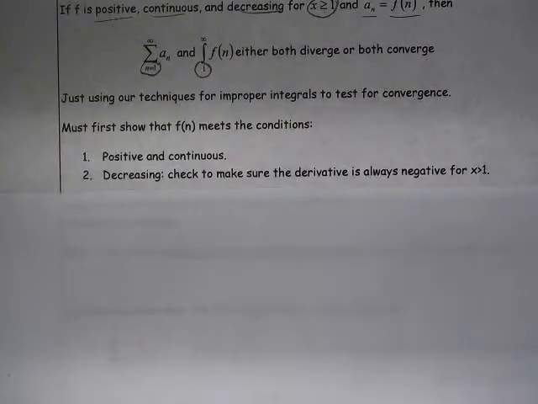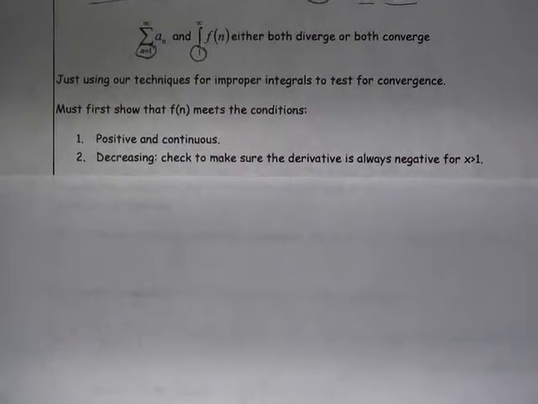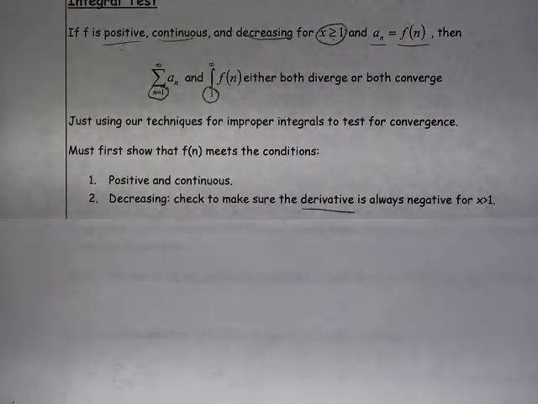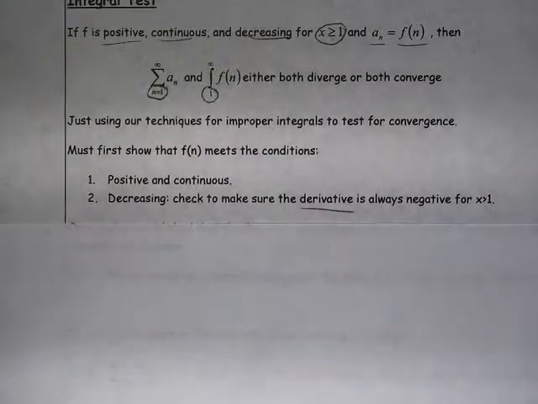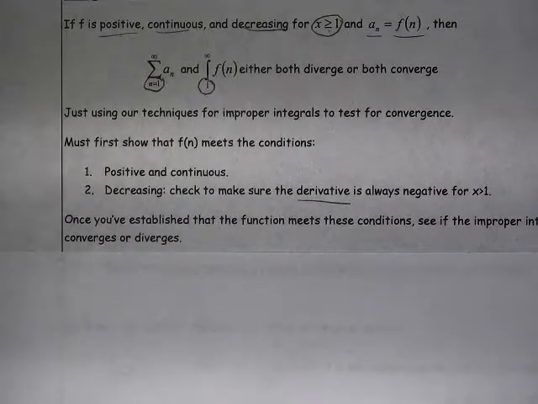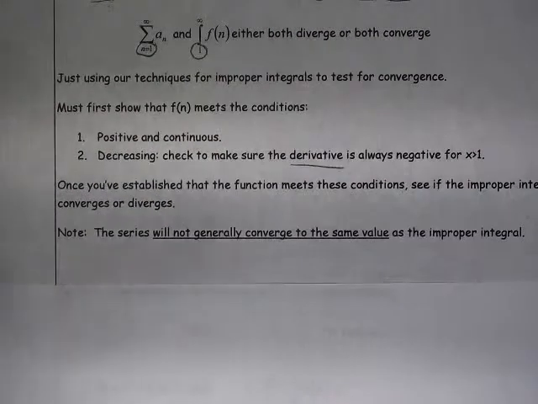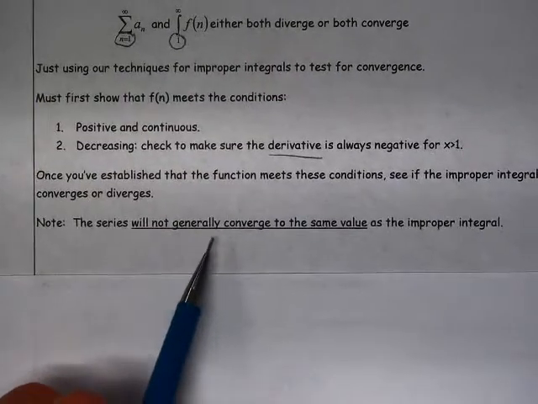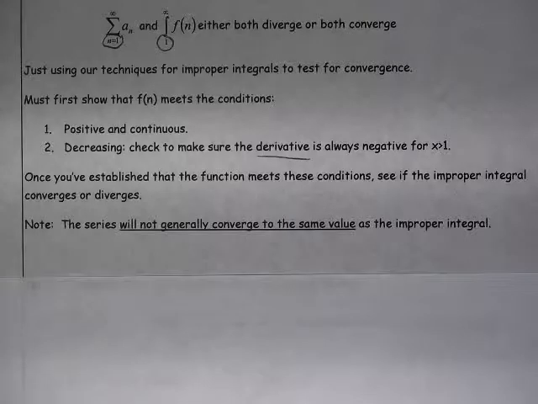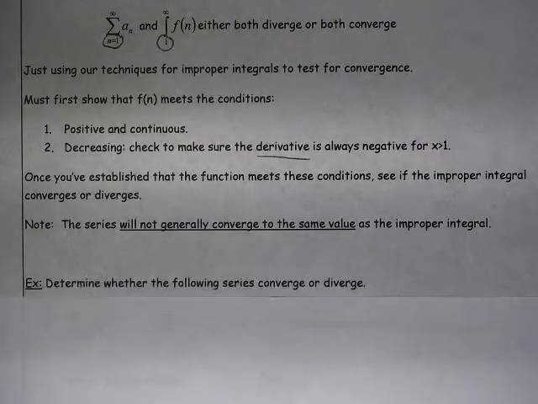So for that function, we have to show that it's positive and continuous, and that it's decreasing for those x values. And in order to show that it's decreasing, we have to show the derivative and show that the derivative is always negative for any x values that are greater than 1. All right. Once you've established that the function meets these conditions, use the improper integral and see if it converges or diverges. And we've talked about how the value that the improper integral converges to is not necessarily the same value as the series. All right.